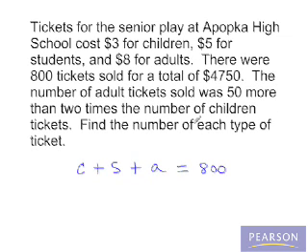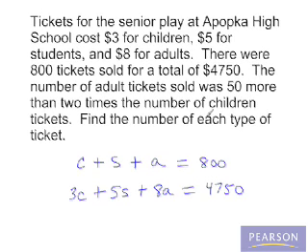We also know that the total amount of money from tickets sold was $4,750. So $3 for each children ticket, or 3C, is how much money was brought in from children tickets, plus $5 for each student ticket, so 5S, plus $8 for each adult ticket, 8A. All of this money added up must equal $4,750.